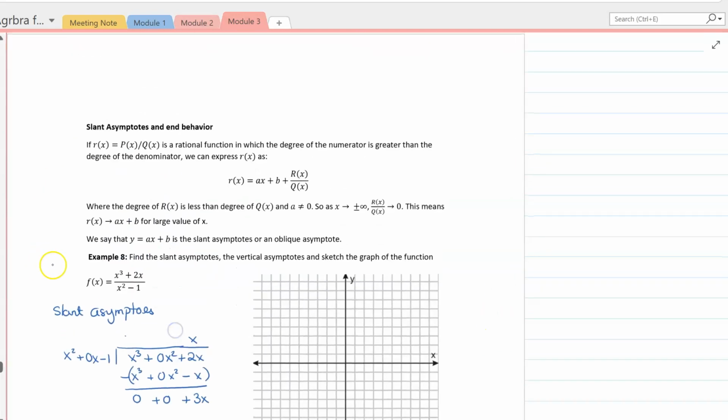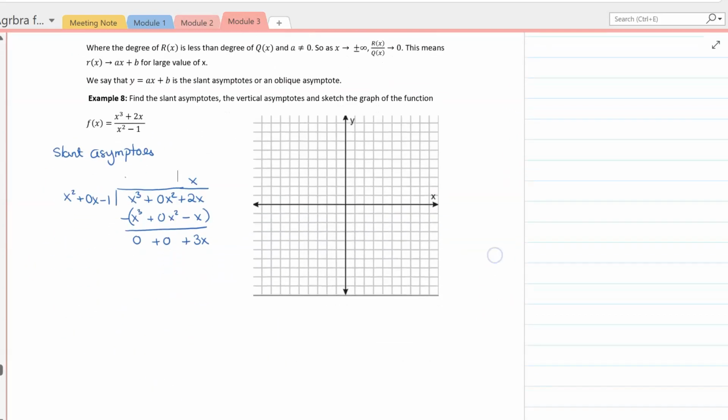Now the function f of x has become x plus 3x divided by x squared minus 1. So the slant asymptote is this equation, that is y equals x. So let's go ahead and sketch the graph of the slant asymptote, and I will make it in a dashed line.